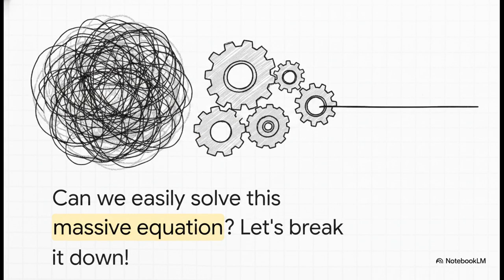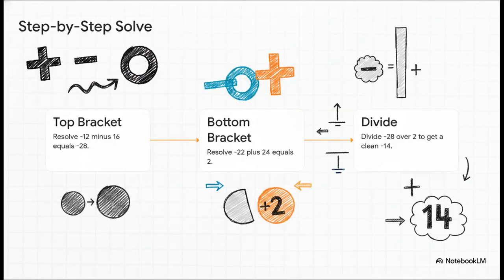All right, let's put it into practice with an intimidating expression straight from the source material. We need to solve -12 plus -16 divided by -22 minus -24. Wow, okay. At first glance, that is just an absolute mess of negative signs. But hey, if we just isolate the steps and trust our sign rules, we've got this.